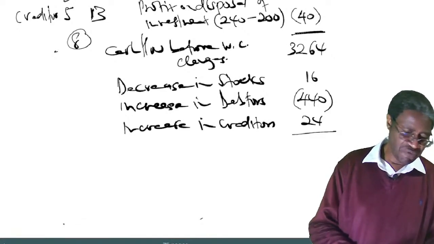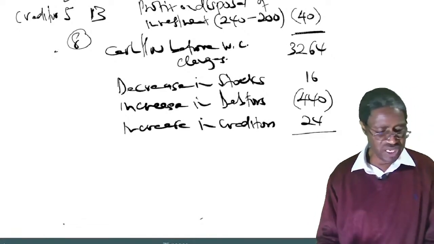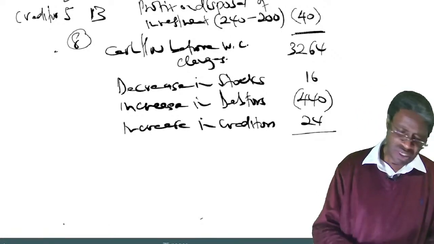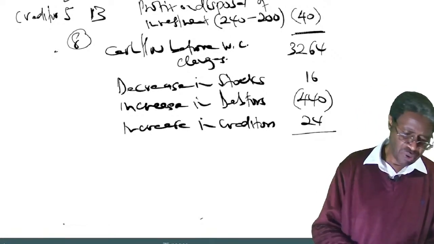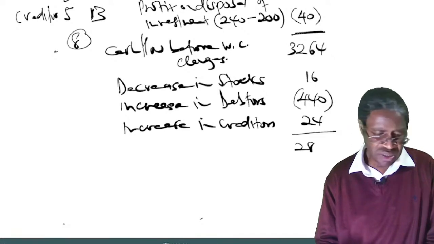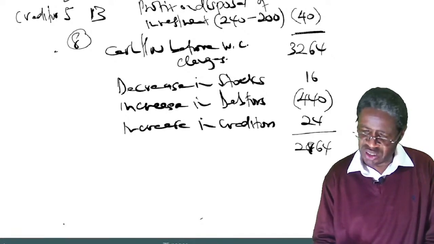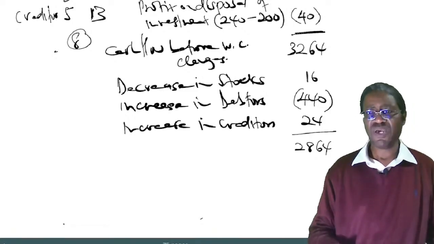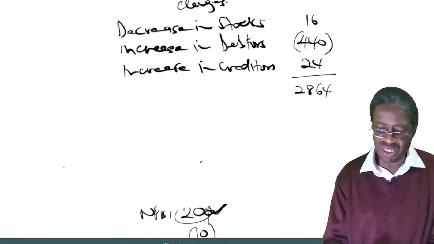I add 24. According to me, I'm getting an amount of, let me confirm. Something is wrong. 3264 plus 16 minus 440 plus 24. I was getting a very low figure. Ah, good. Now I think it's correct. It's 2864. That's what I'm now getting. 2864. Once I get that, I come and now see your tax paid.